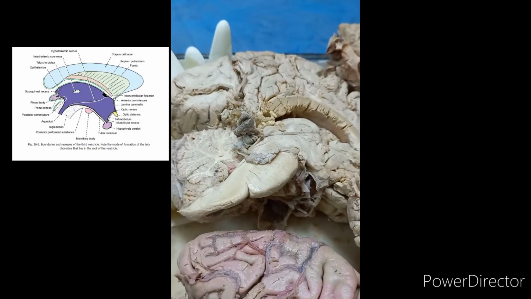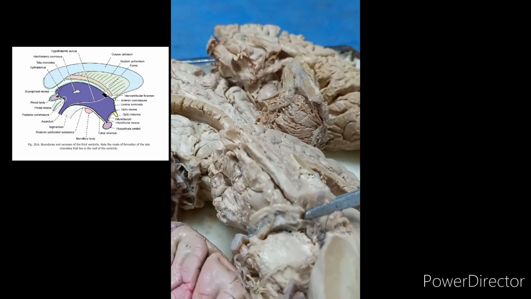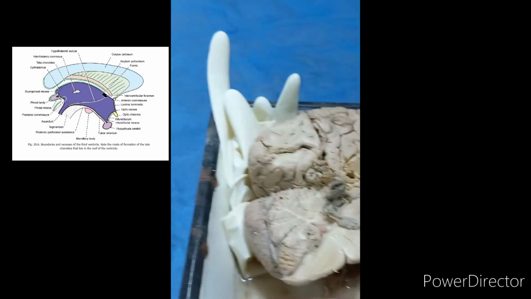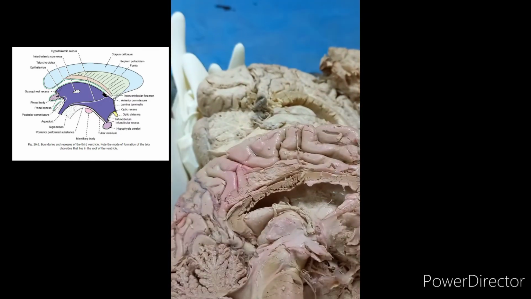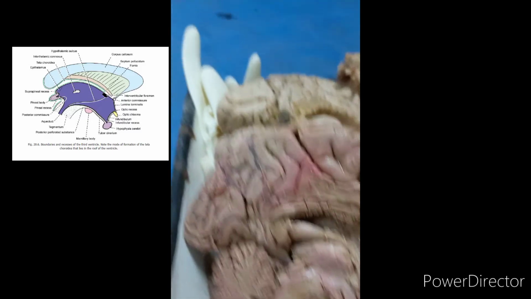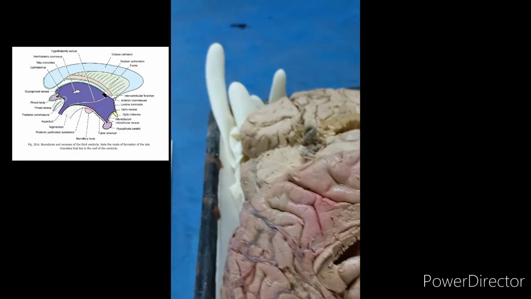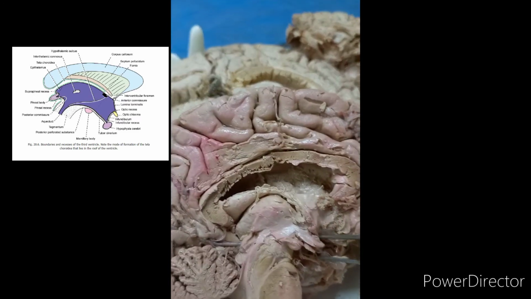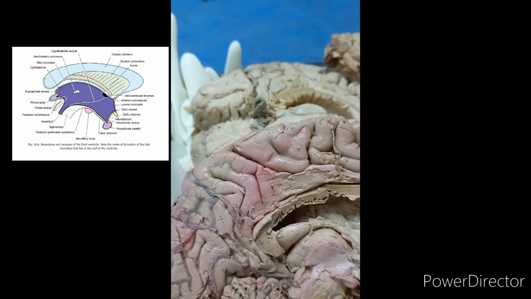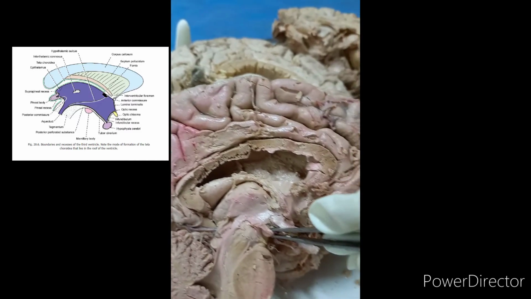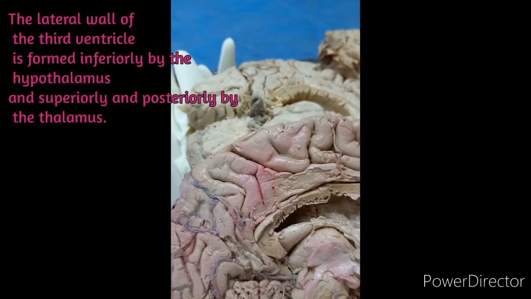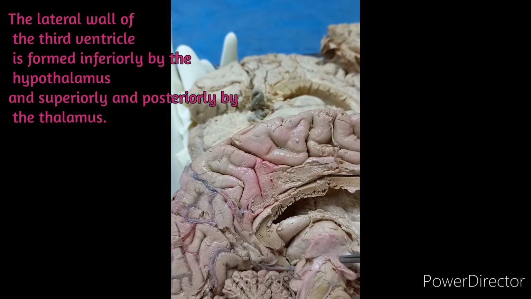If you see from this side, it will be more clear. This is optic chiasma. Okay. Optic chiasma. So, we will get these structures from before backwards. Most anteriorly we will get optic chiasma. Then we will get tuber cinereum, then infundibulum, then a pair of mammillary bodies, and here we will get posterior perforated substance.